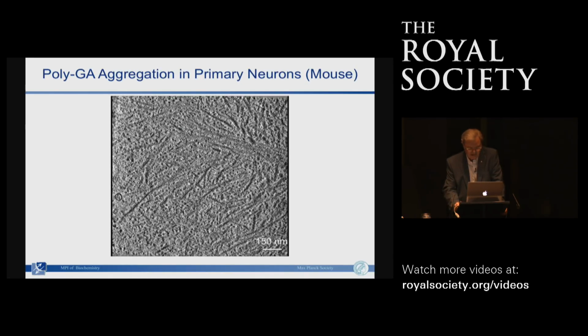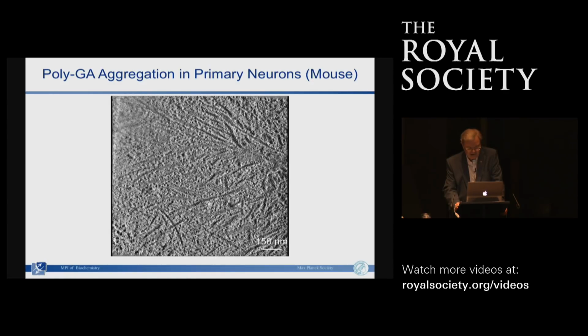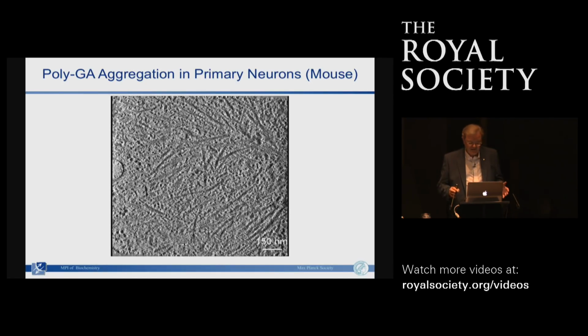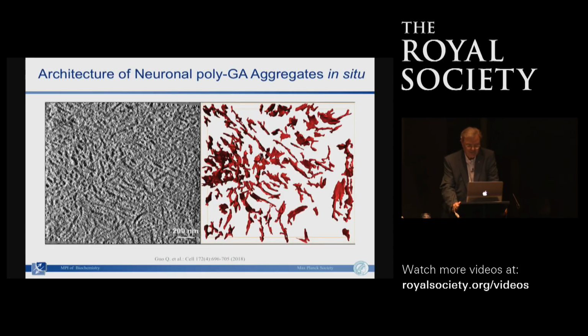Now, this is a tomogram through a polyglycine-alanine aggregate in a primary neuron. At a glance, it might seem similar in a way to the Huntingtin, but in detail, it's very different. One difference is that you see, already with the naked eye, that there are many particles inhabiting this aggregate. The second difference is that these are not fibrils, these are ribbons. They are very thin polymorphous ribbons, often bifurcated.